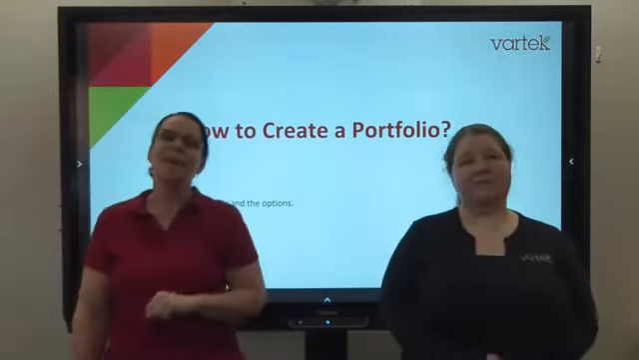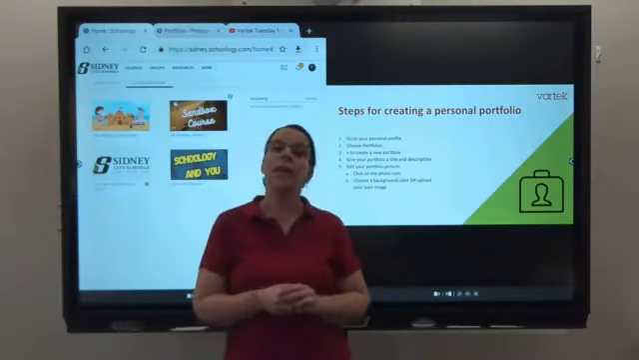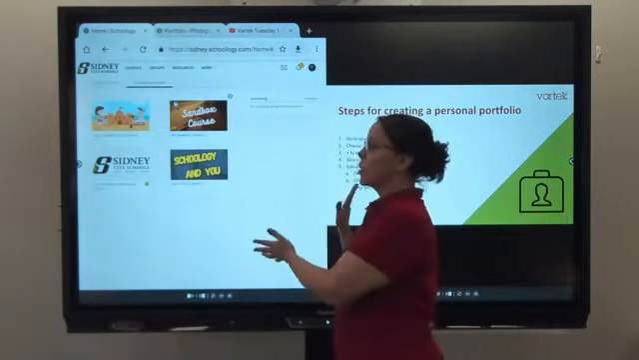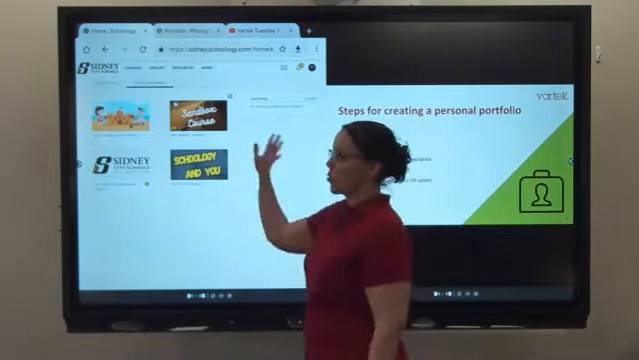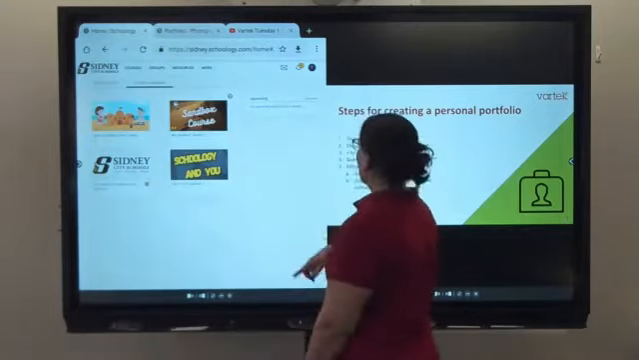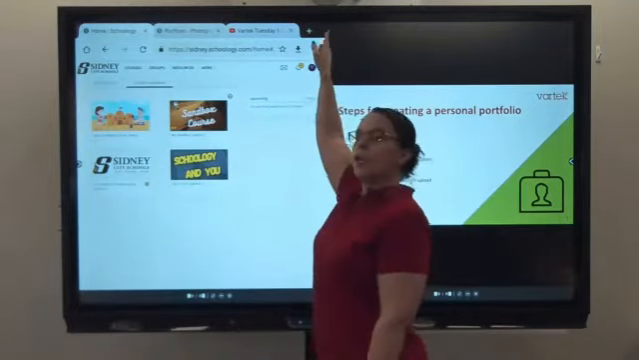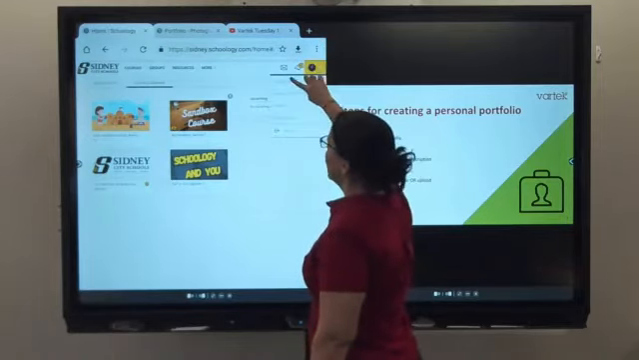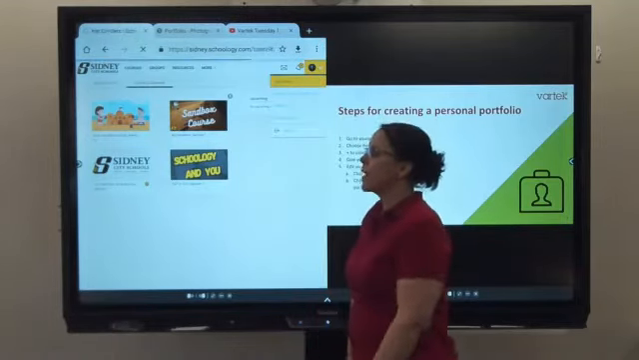So next steps, how to create your portfolio. First things first, let's learn how to create a portfolio. You're going to go into your Schoology account, and this is what it looks like. These are all my courses. The first thing you want to do is go into your personal profile. You're going to find that in the top right-hand corner. So I'm going to click on my photo, and it says your profile. We're going to go into that.